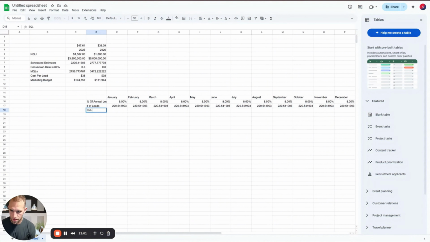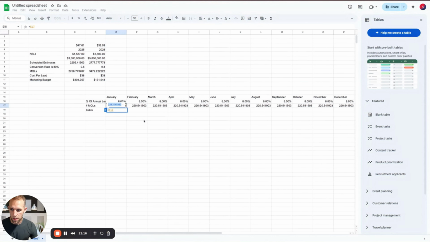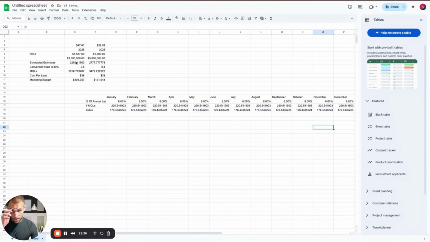And then SQLs. And I'm again going to say number of MQLs. Yep. And then if we did 8%, but yes. So then this one would be, oops, MQLs, and we want this to be C7. Okay. So now you have based on all these assumptions, I need 220 MQLs, 176 SQLs each month.